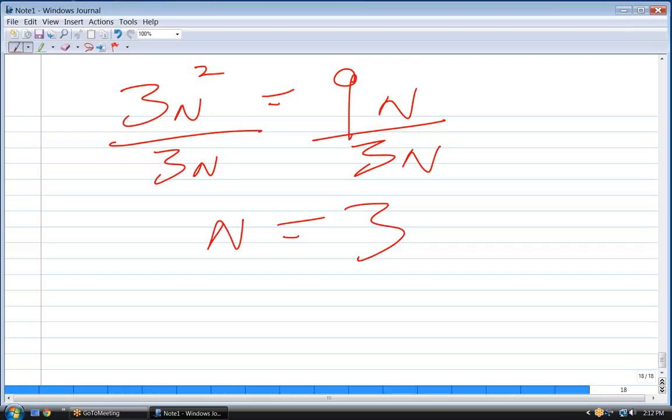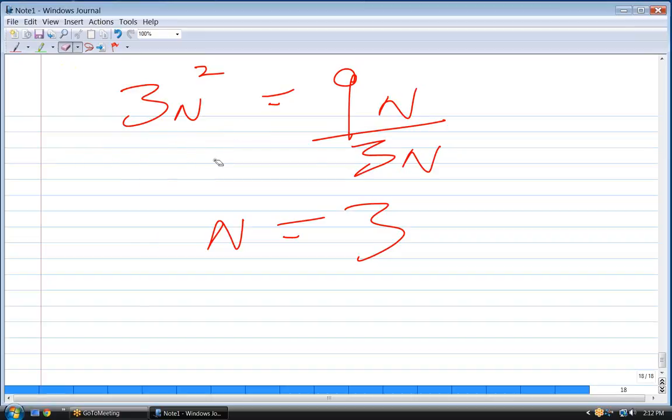There's another solution, n equals 0. And why did I miss it? Because I divided both sides of my equation by n, and you cannot divide by 0. So when you divide by a variable that could be 0, and it's actually one of the solutions, it disappears.